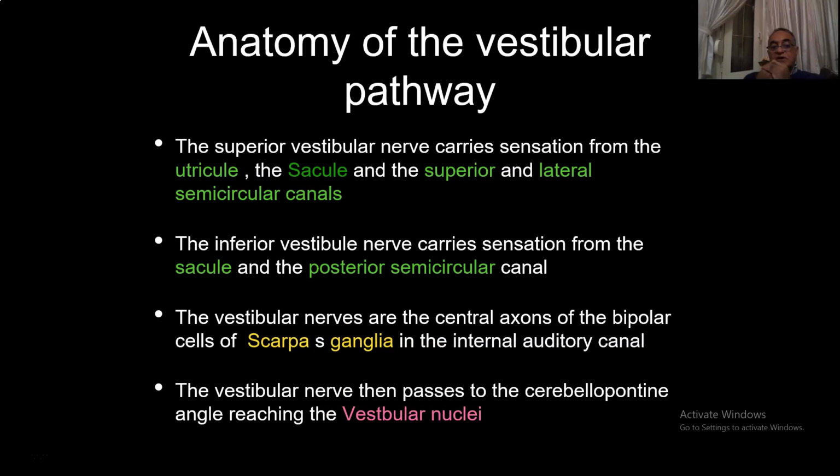Anatomy of the vestibular pathway. As we said, the superior vestibular nerve carries sensation from the utricle, the saccule, and the superior and lateral semicircular canals. The inferior vestibular nerve carries impulses from the saccule and the posterior semicircular canals, and both nerves are the central axons of the bipolar cells of Scarpa's ganglia, or the vestibular ganglia, present in the internal auditory canal. The vestibular nerve passes from the internal auditory canal to the cerebellopontine angle, reaching the vestibular nuclei.